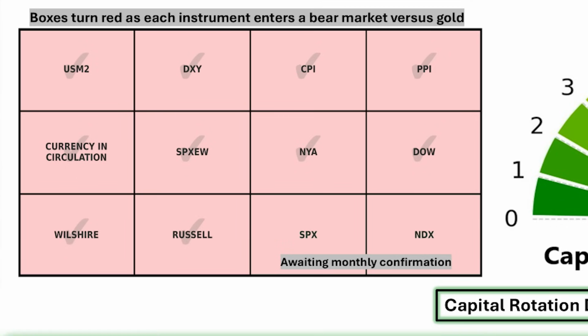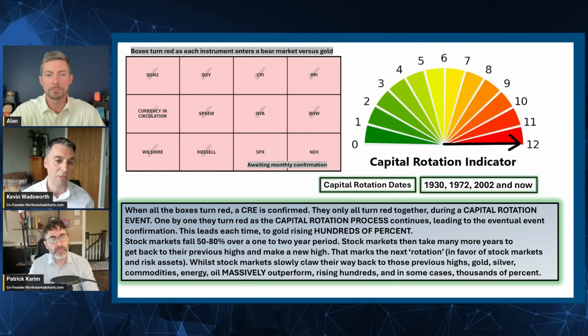Then we've got gold breaking out versus CPI, PPI, currency in circulation, the equal weighted S&P, NYA, which is the New York Composite, the Dow Jones, the Wilshire, the Russell. And gold is breaking to a bull market versus the S&P and NASDAQ at the moment. And there's a little bit of a caveat on that. It probably just needs to fall a little bit further to give ultimate confirmation.